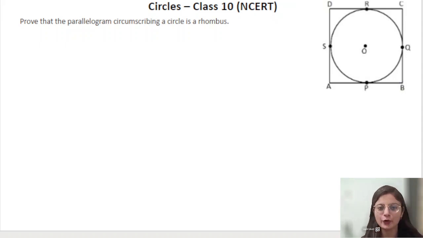अब हम करेंगे क्वेश्चन नंबर 11 फ्रॉम एक्सरसाइज 10.2. सो लेट्स फर्स्ट रीड द क्वेश्चन. सो द क्वेश्चन सेज prove that the parallelogram circumscribing a circle is a rhombus.